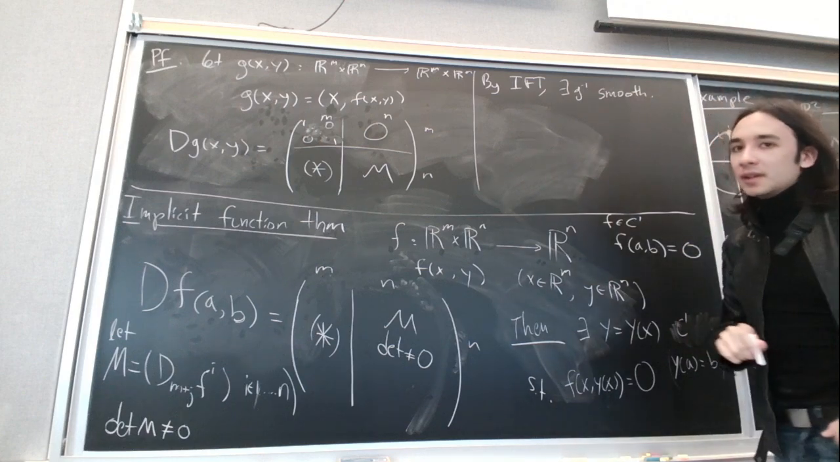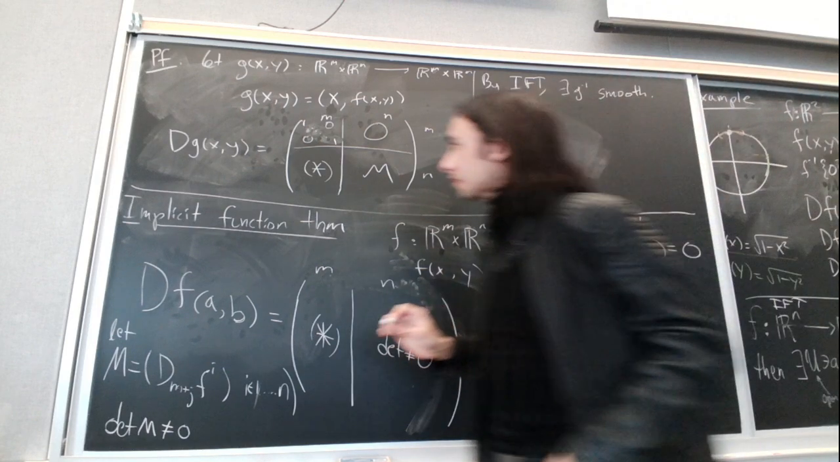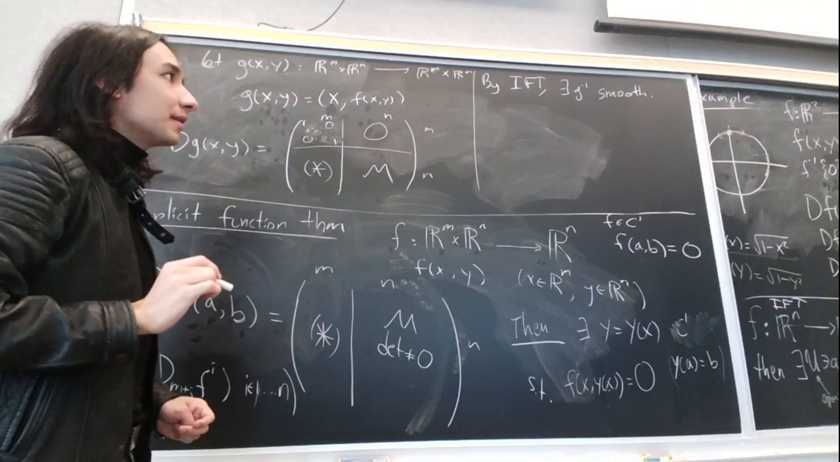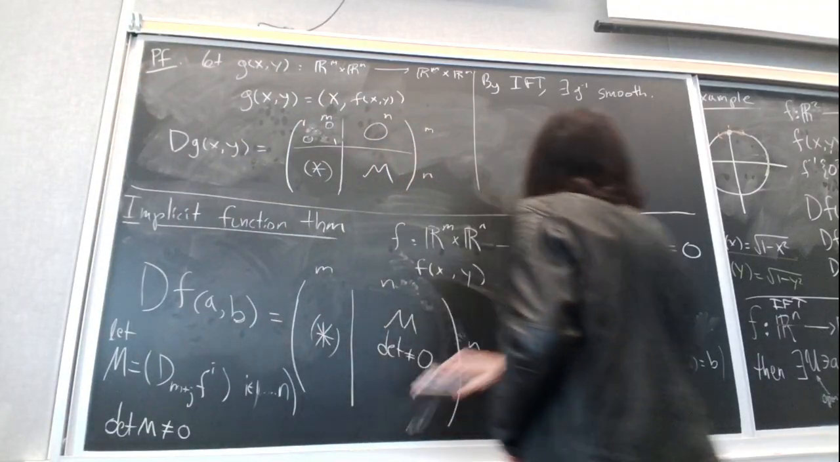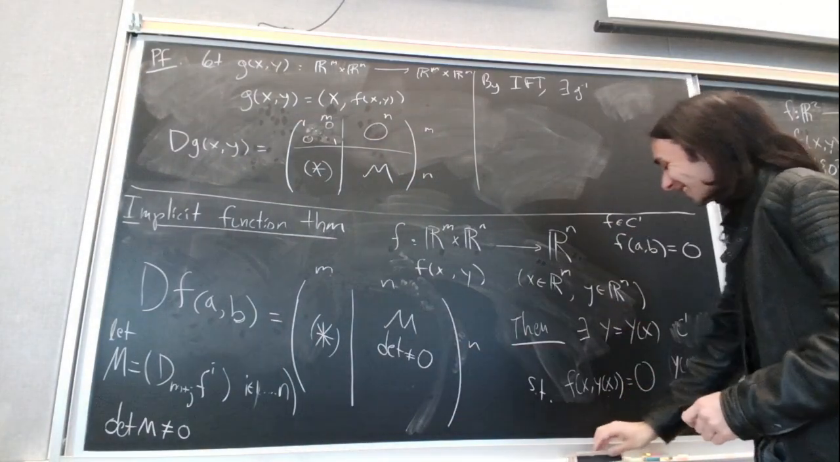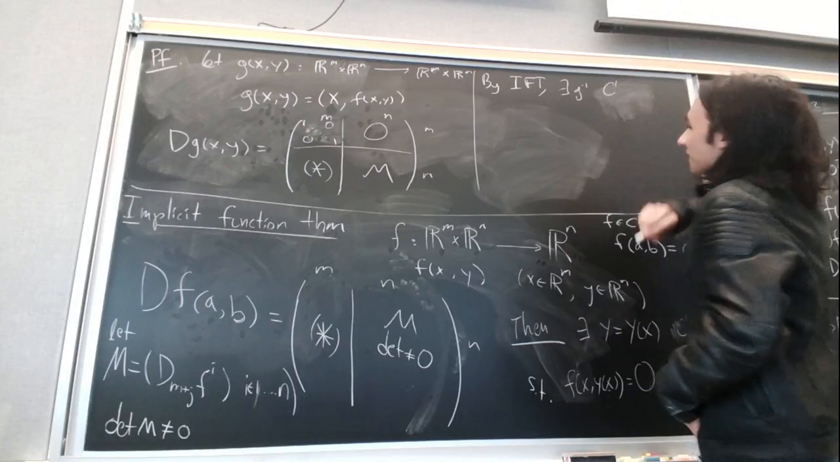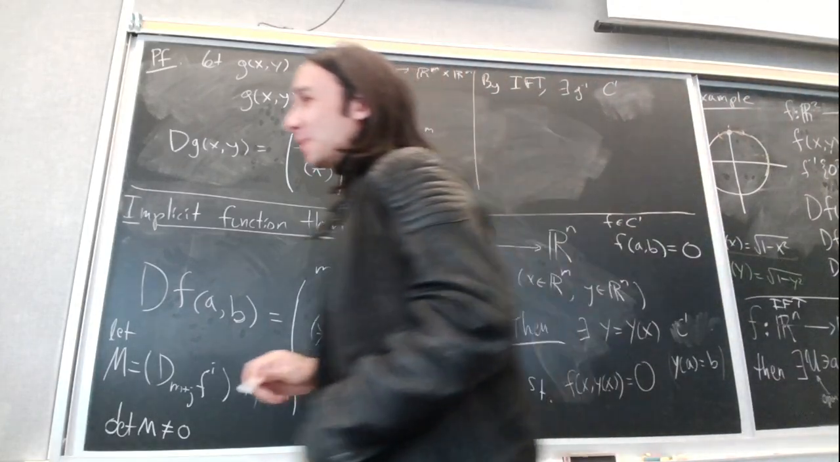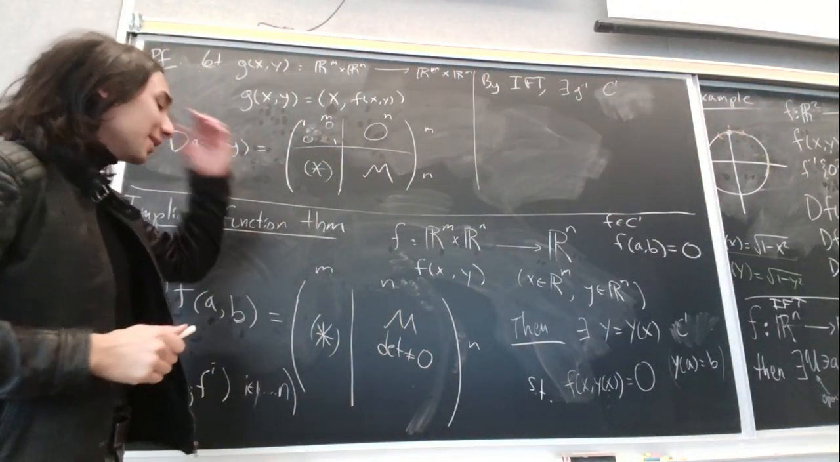And what did we want? We wanted to solve... No, it has to be C1 because you said C1 in the statement. How about I just leave C1? Okay, good. That would be too strong, maybe, to say smooth. Okay, there exists an inverse.